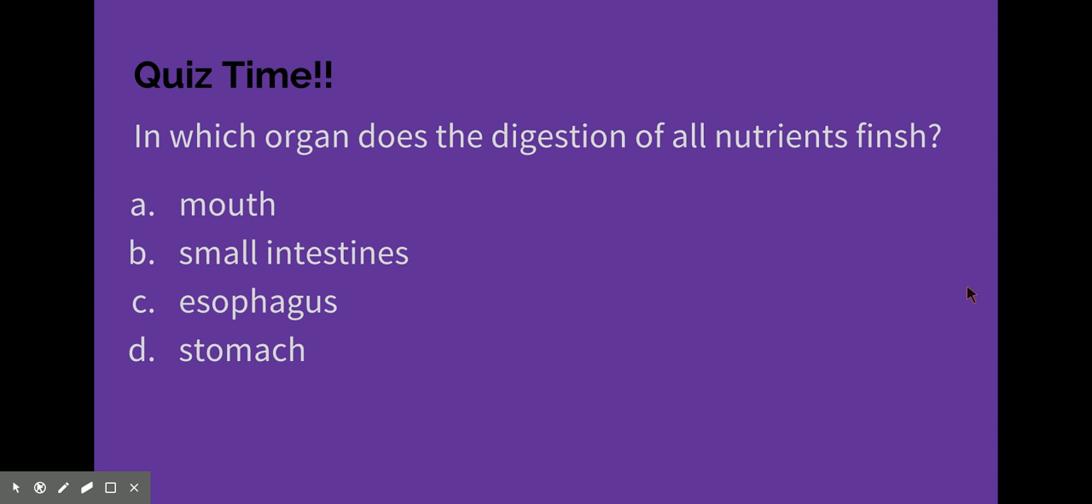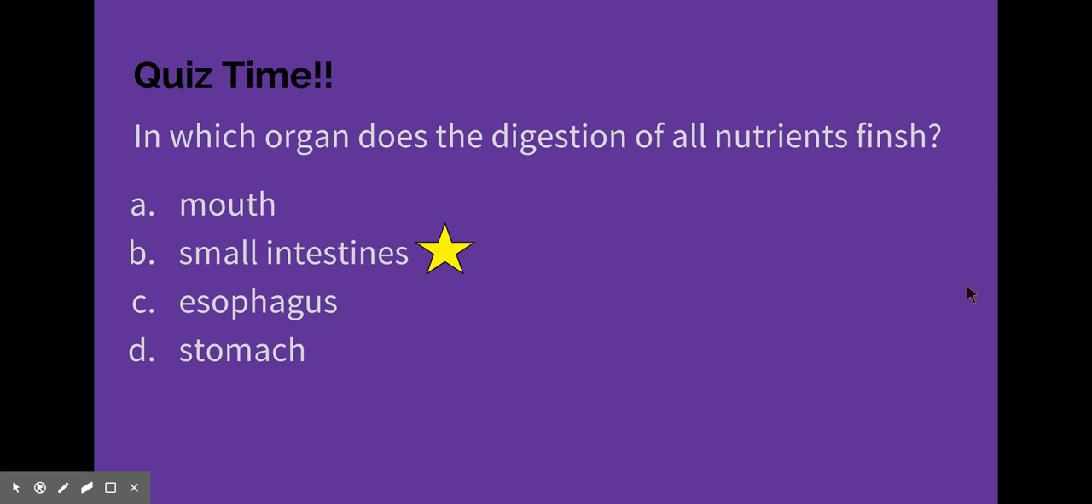So this question asks, which organ does the digestion of all nutrients? And that should be Finnish, not Finch. So is it the mouth, small intestines, esophagus, or stomach? Good, so hopefully you were able to get it. Digestion ends in the small intestines.